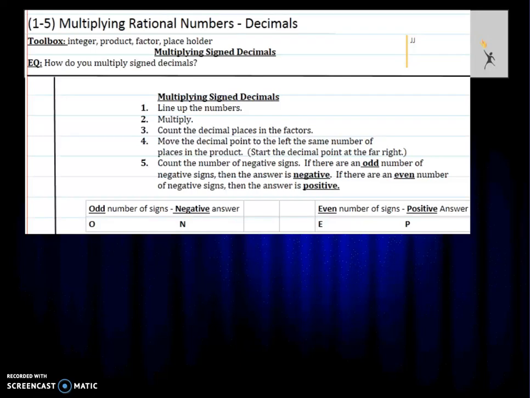Multiplying rational numbers with decimals. With multiplication of decimals, you do not have to line up the dot. You just pretend like the decimal is not there and multiply like normal. You count the amount of decimal places in each factor and then move that over the same amount in the product.